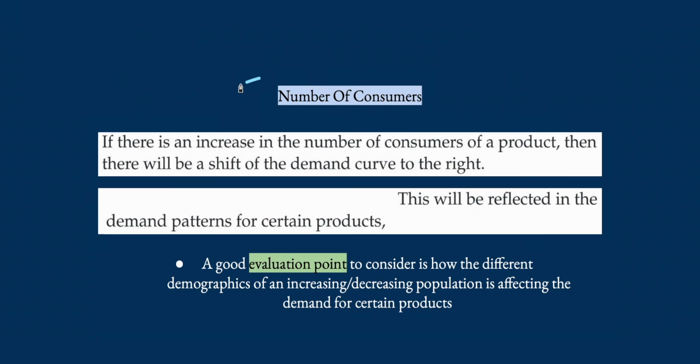Obviously, the number of consumers overall determines how much demand there's going to be in a society or an economy overall. So if there's an increase in the number of consumers of a product, then there will be a shift in the demand curve to the right. This will be reflected in the demand patterns for certain products. So just to be clear, this determinant is super straightforward.